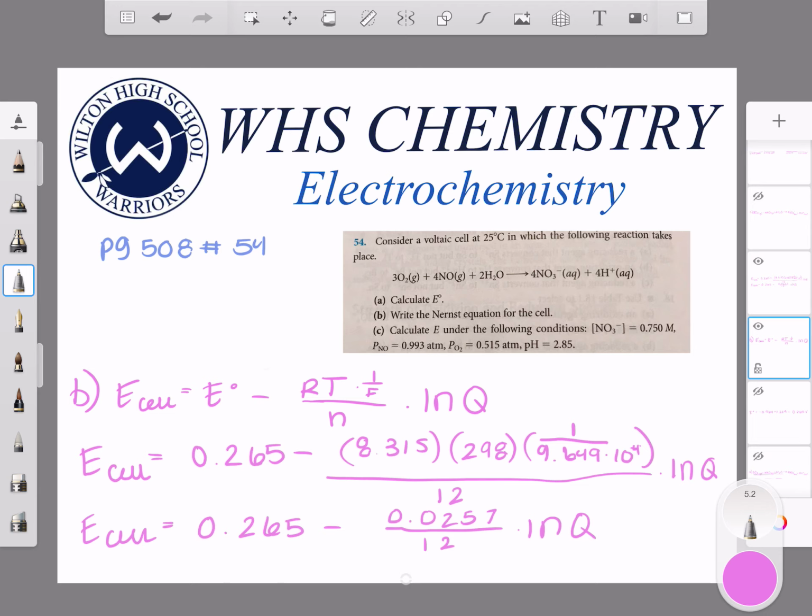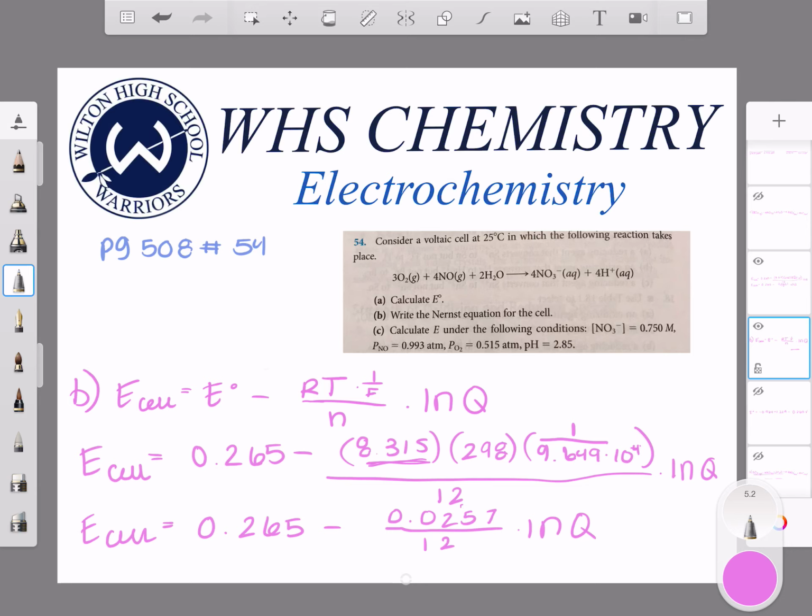If we plug in what we know here, we got 0.265 before for the E naught, and this R will be the other R. It's not 0.0821, it's 8.315, so always remember that when we're working with electrochemistry, we use this R. And then the temperature in kelvins, and then times 1 over Faraday's constant, which is 1 over 9.649 times 10 to the fourth. And then this is over 12, because that's the moles of electrons.